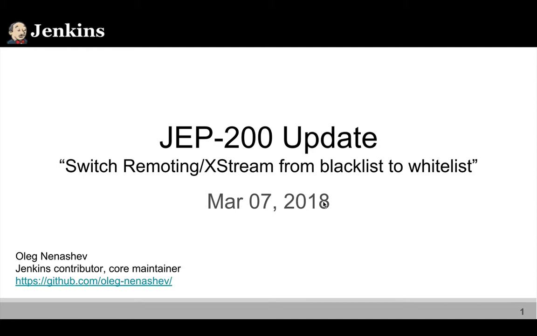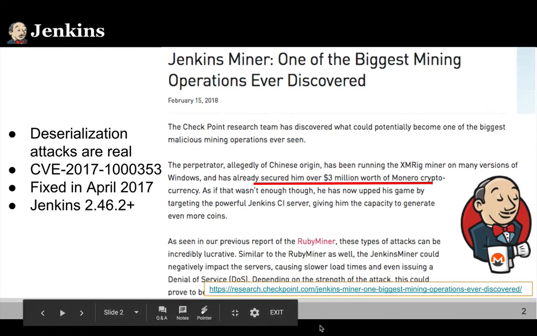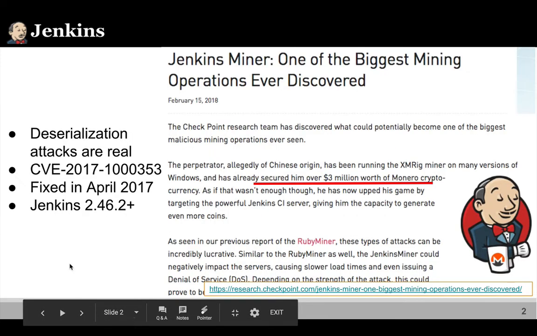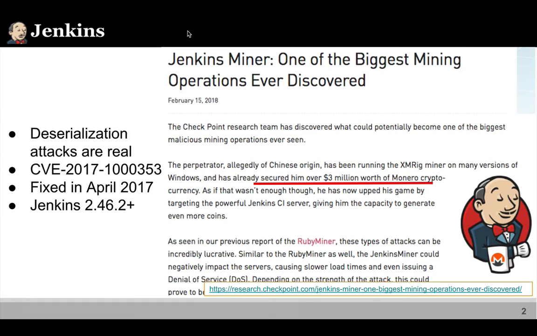Cool. So let's proceed a bit. Probably everybody has seen this blog post. It was published on February 15th. It was about Jenkins becoming a Bitcoin miner. Actually, it caused some buzz in the community, and it got reposted a lot. But actually, it's a pretty old issue. It was fixed in April 2017 and was announced at the same time. And it's been available in Jenkins for more than 1 year.